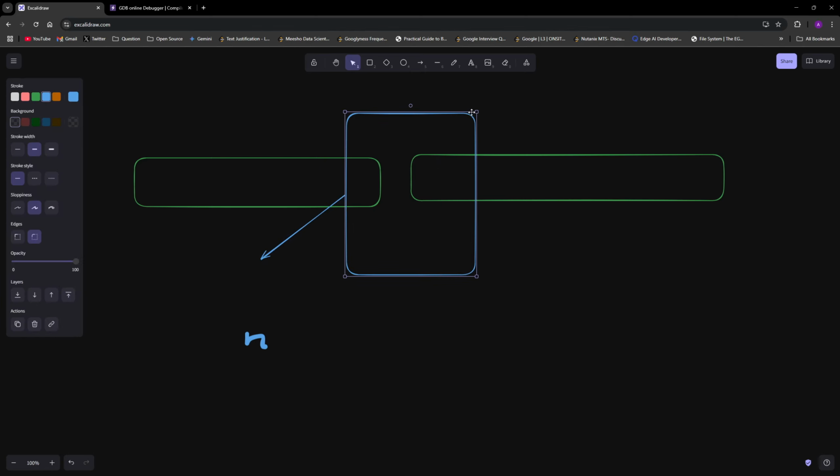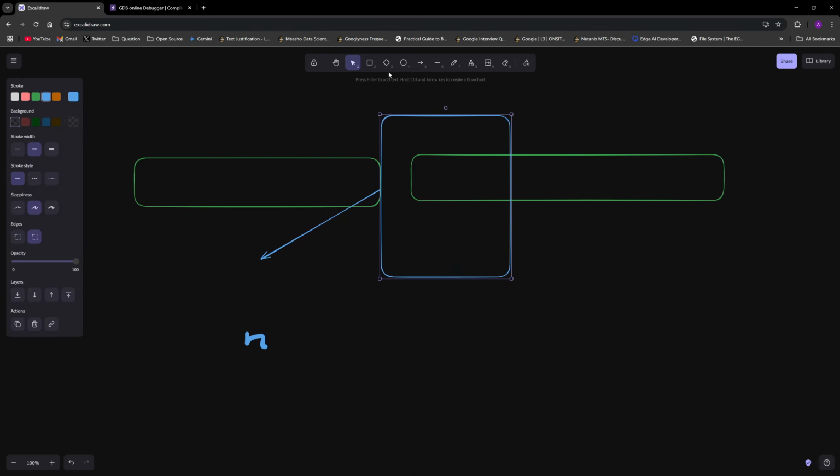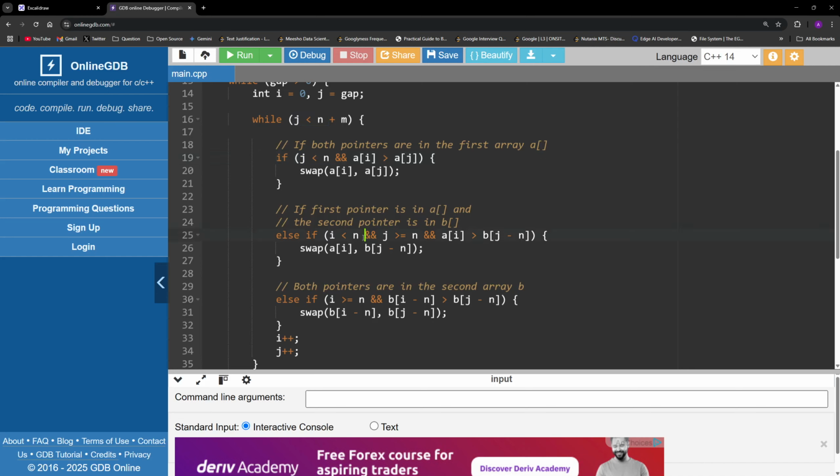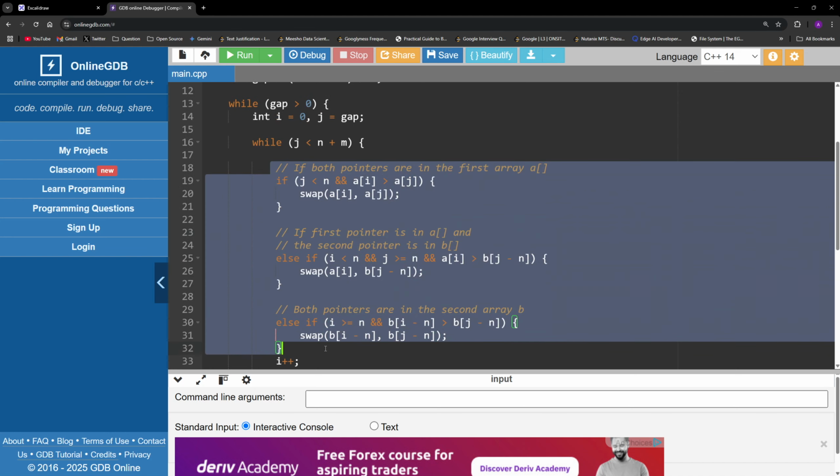Until what point can we do the comparison? We can do the comparison till this point almost. So that's why we are writing i is less than n. And obviously there will be another constraint that j should be greater than or equal to n. So that's why we're writing some if else if conditions, right?